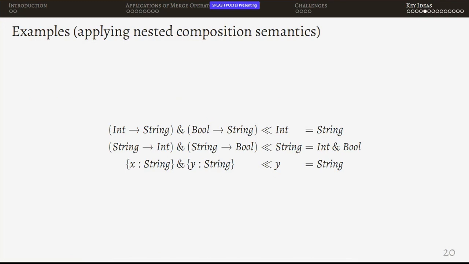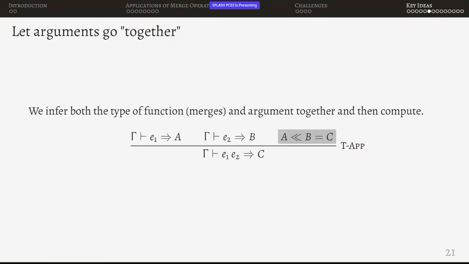And for the record, we get a label y, and we can fetch the result type, which is string. And our applicative subtyping is used in a typing rule. Here we slightly modify the original typing rule in the bidirectional typing style. We infer both the function type and the argument type, and we compute out the type C, which is the result type of the application term.